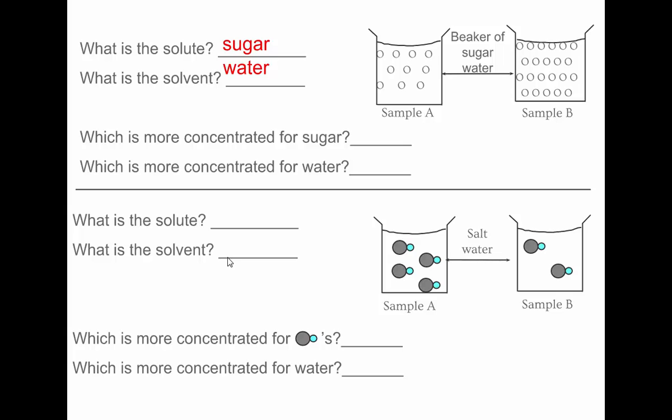Christopher? B does. And which has a higher concentration of water? A. Here I have some salt water. These are salt molecules. What's the solute if I make some salt water? Salt. And the solvent? Water. And A obviously is a higher concentration of salt. B is a higher concentration of water.